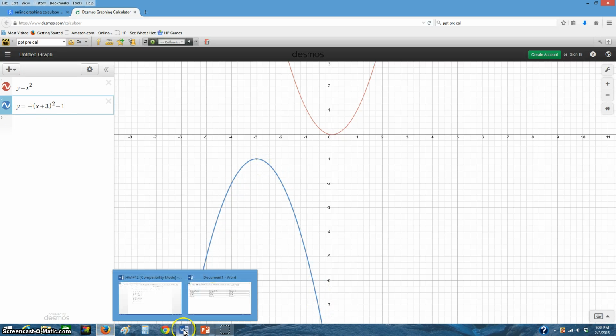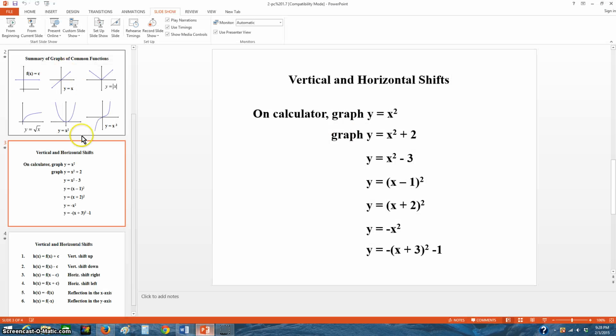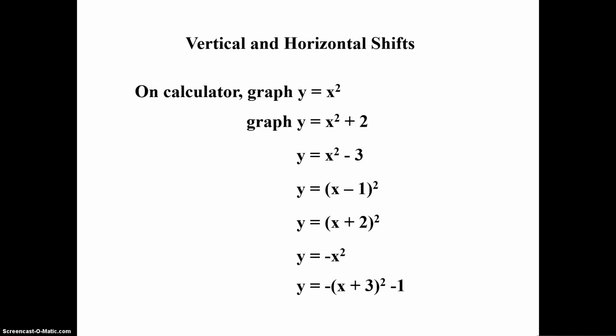So let's go ahead and write what happened and make note with the last one. Alright, so this right here, I always like to flip it first. So the minus really tells us that it flipped it about the x-axis. Then this plus 3 is telling me that it actually shifted it to the left 3 units. And this minus 1 is telling me that it shifted it down 1 unit.